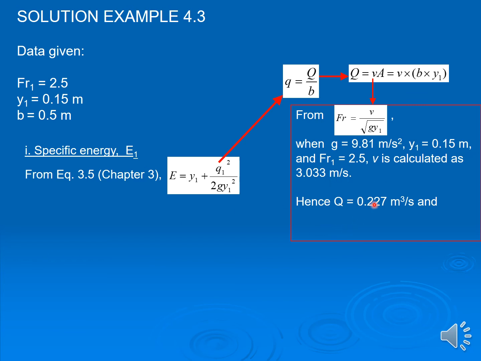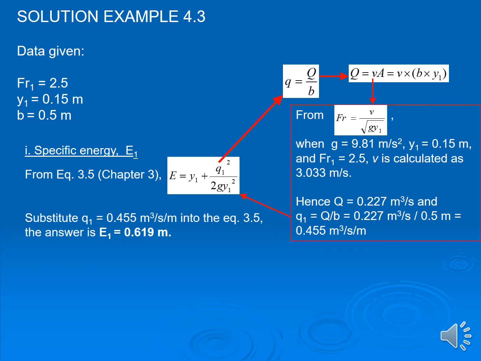Then the Q value will be substituted into this equation, and we will have our small q value as 0.227 cubic meters per second divided by the width of the channel 0.5 meters, and we have 0.455 cubic meters per second per meter. Substitute the value of q into equation 3.5, then we have the specific energy as 0.619 meters.